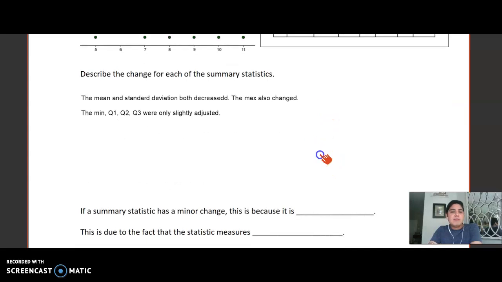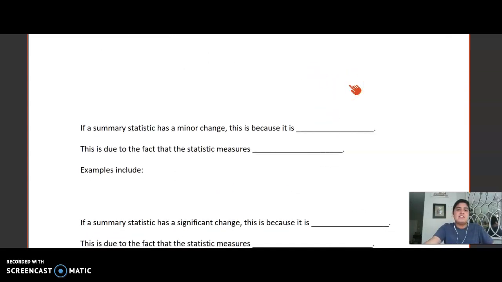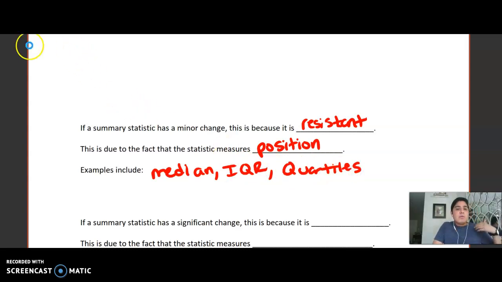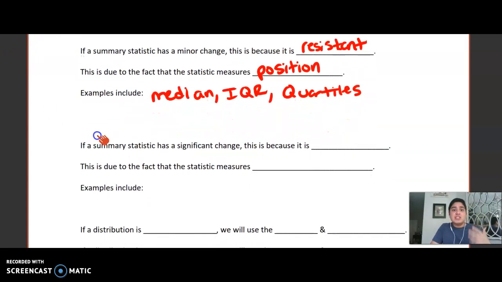So the way we reference this in stats, if a summary statistic has a minor change, this is because it is what we call a resistant measure. So we're going to write that in: a resistant measure, meaning it's going to have little change on extreme values. And this is usually because the statistic measures a position. So the examples are going to be the median, the IQR, and the quartiles. So those are what we call resistant measures. They aren't going to be too greatly affected by extreme values.